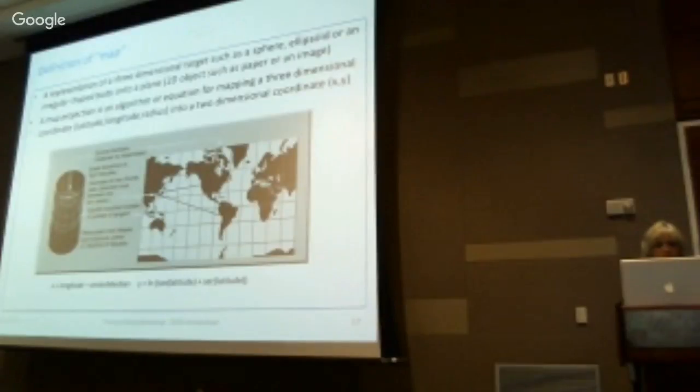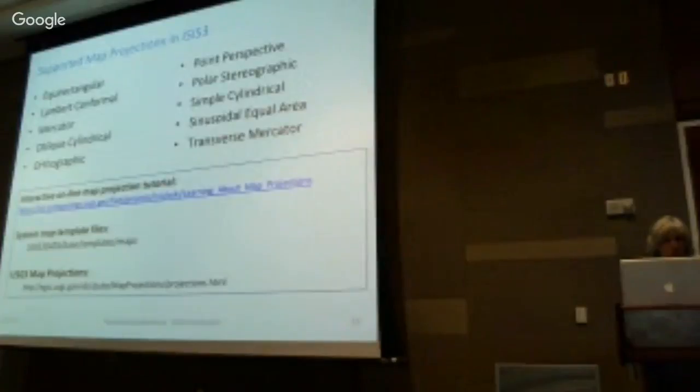What is a projection? I'm going to deviate from steps and move more into concepts of what ISIS is doing. When you project your images, you're basically taking your images of a 3D object and projecting them into a 2D plane. ISIS offers a number of projections. I don't know that this is the entire list, but these are the most common map projections.